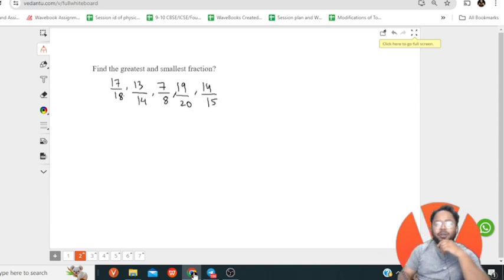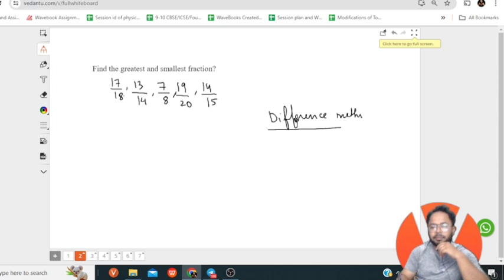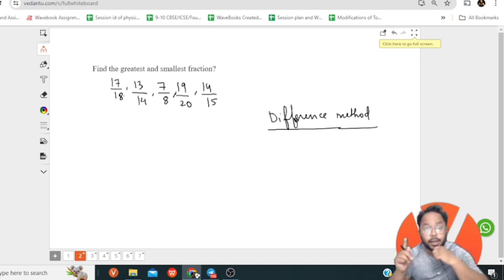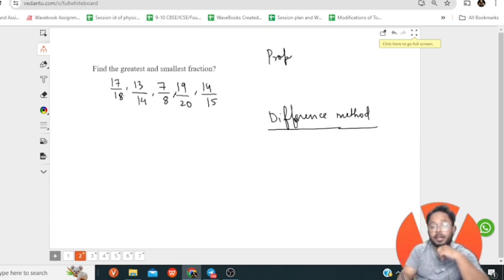So let's see that. Here we will be using the difference. If we understand how to find the difference, the question is done. We have to find the difference between the numerator and denominator. But before that, you must know about proper and improper fractions. That is a very important thing. A proper fraction means the numerator is smaller than the denominator, and an improper fraction means the numerator is greater than the denominator.